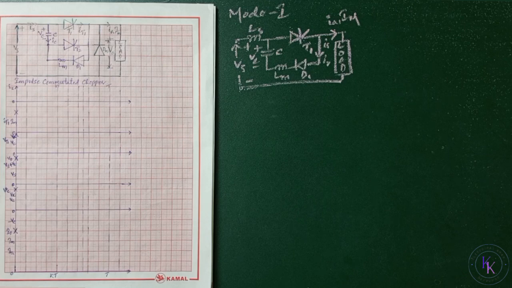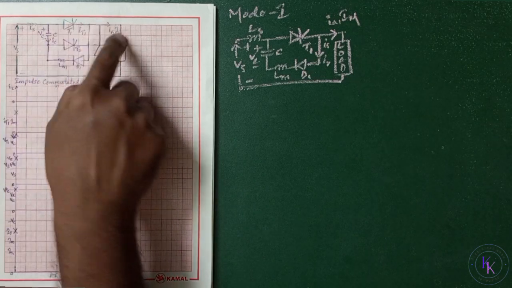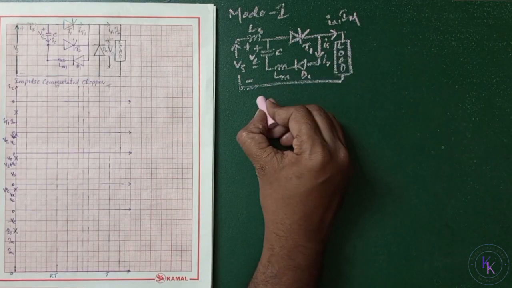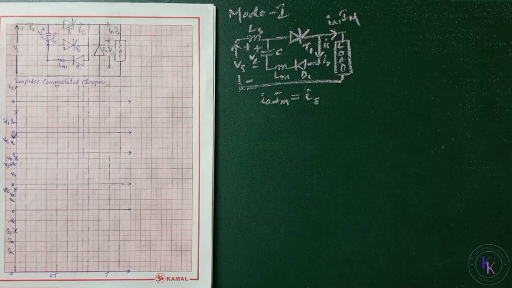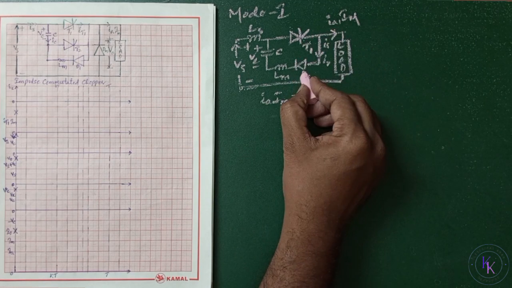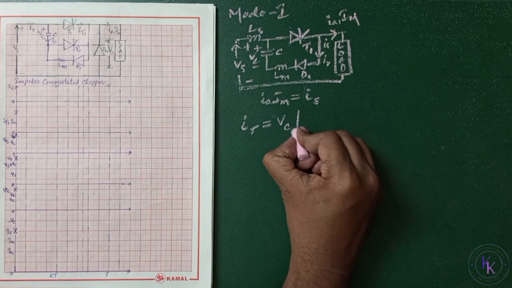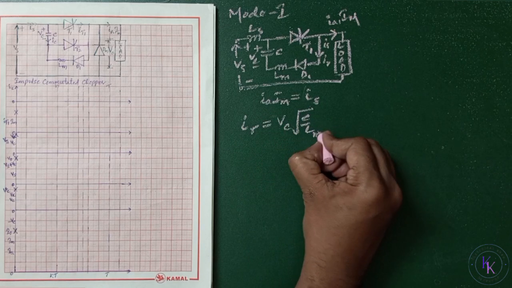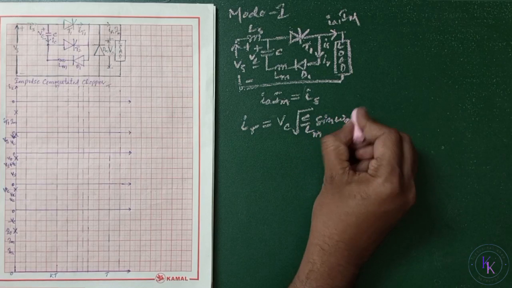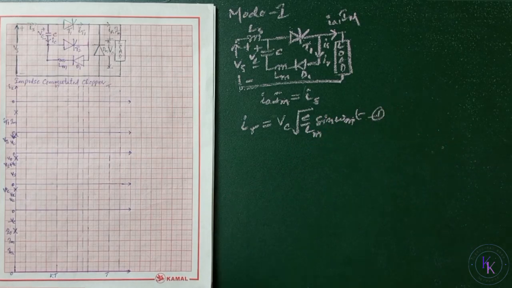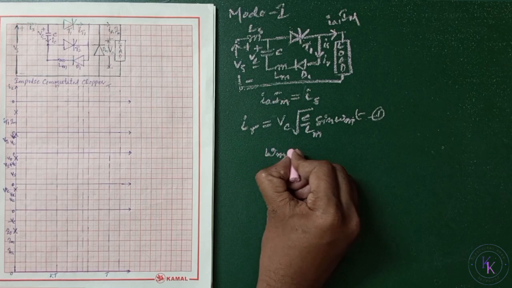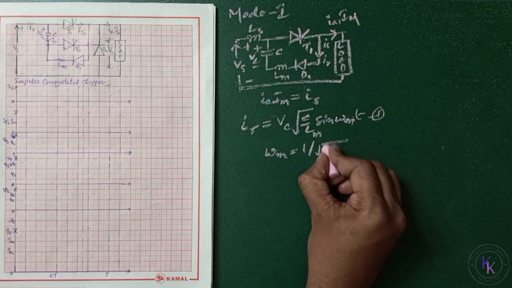So mode 1 begins when T1 is fired and the load is connected to the source. Then the load current IA or IM is equal to IS. The commutation capacitor C reverses its charge through the resonant reversing circuit formed by T1, D1, LM and C. The resonant current IR is given by Vc square root of C by LM sine omega m t. Let this be equation number 1, where omega m equals 1 divided by square root of LM C.